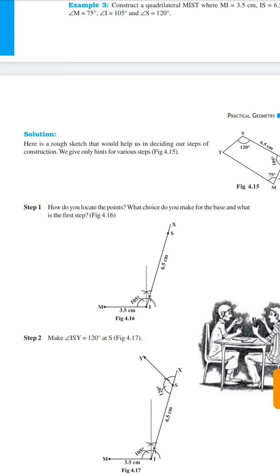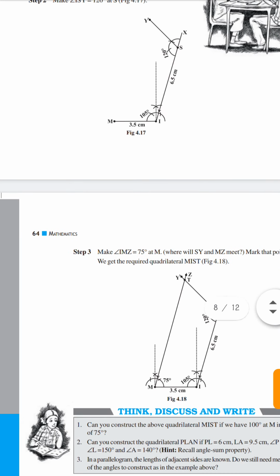From S draw an angle of 120 degrees, and also from M we draw an angle of 75 degrees. Both angled lines will intersect at point T. Thus we join MT and ST. MIST is the required quadrilateral. In this manner we can draw a quadrilateral.